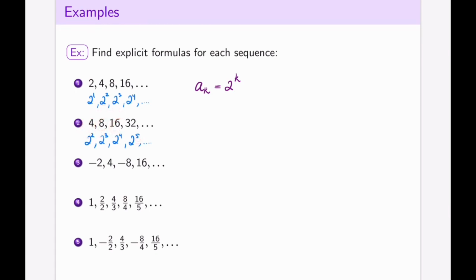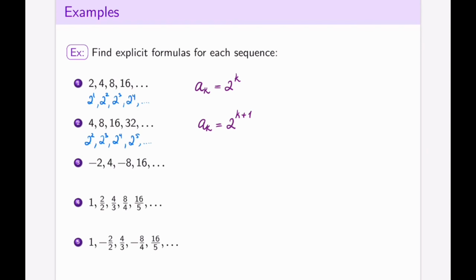And that gives me the idea that this sequence can be described as 2 to power k plus 1. So whatever my index is, I'm going to add 1 to it, raise the 2 to that power, and that will produce my sequence. Plug in a couple of terms, make sure that the sequence matches this formula.